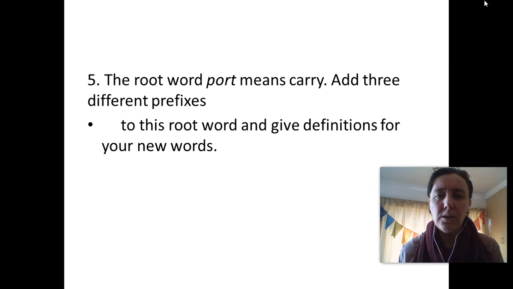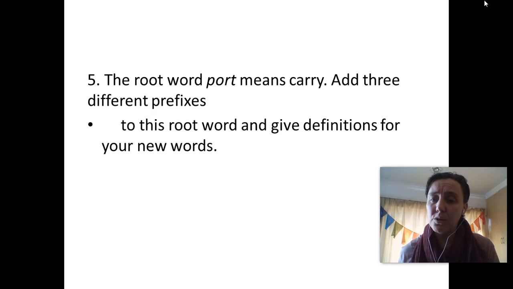All right, let's look at number 5. The root word port means carry. They want you to add 3 different prefixes to this word and give definitions for your new words. So they're not asking you to make up words, they're asking you to find a word that has port. All right. Take note, they're not asking you to put a suffix, so don't add anything to the end of the word. Stick to what they ask you to do.